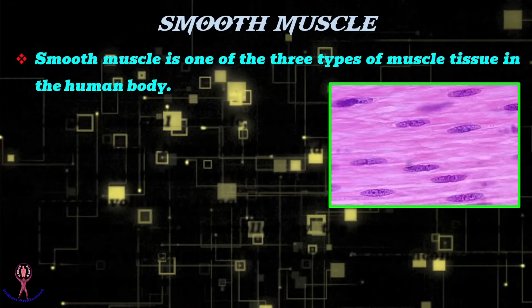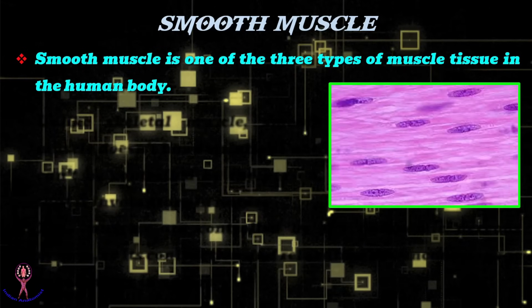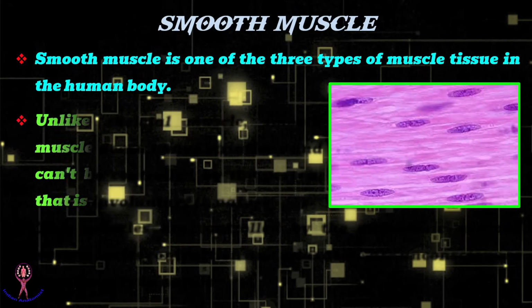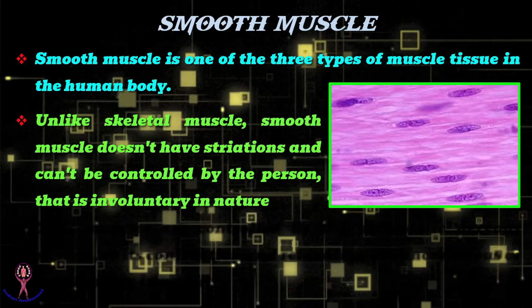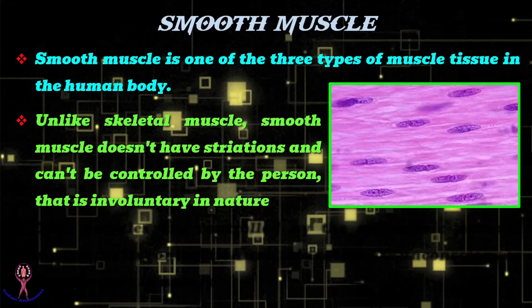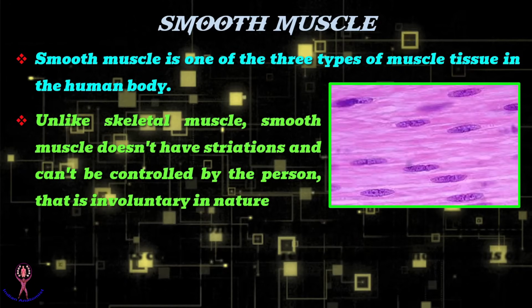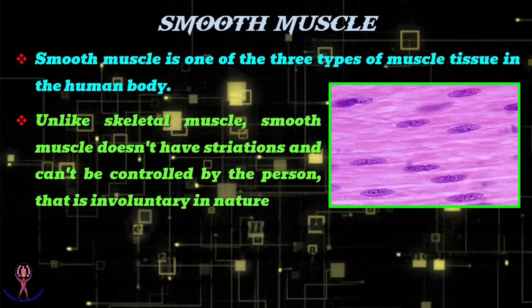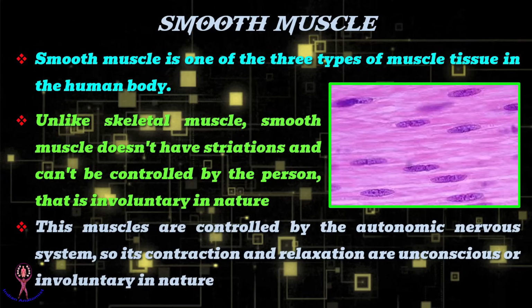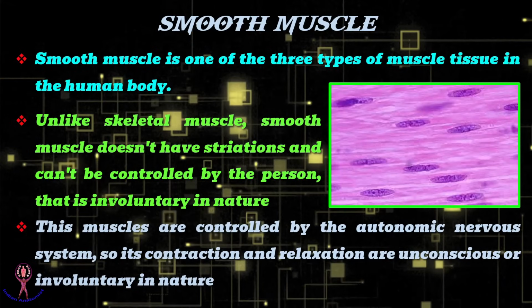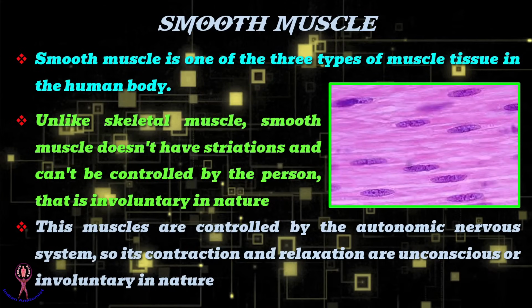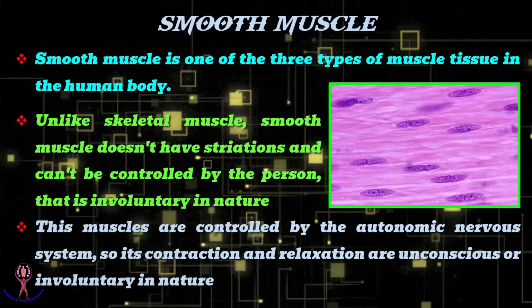Smooth muscle is one of the three types of muscle tissue in the human body. Unlike skeletal muscle, smooth muscle doesn't have striations, and cannot be controlled by the person; that is, it is involuntary in nature. These muscles are controlled by the autonomic nervous system, so their contraction and relaxation are unconscious or involuntary.